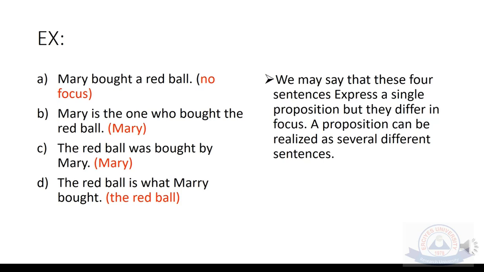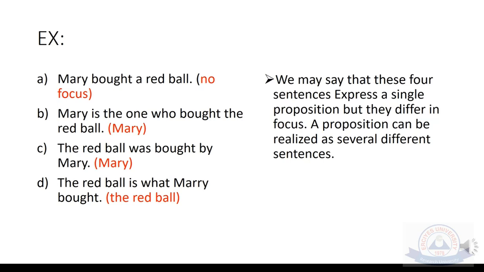Here again, this is a passive sentence and the agent, I mean the doer of the verb, is given with the preposition by, by Mary. So in passive sentences, if the agent is given with by, it means that the agent is the focus of the sentence. So here in C, also Mary is focused again. And D, the red ball is what Mary bought. The red ball actually is the focus of the sentence.